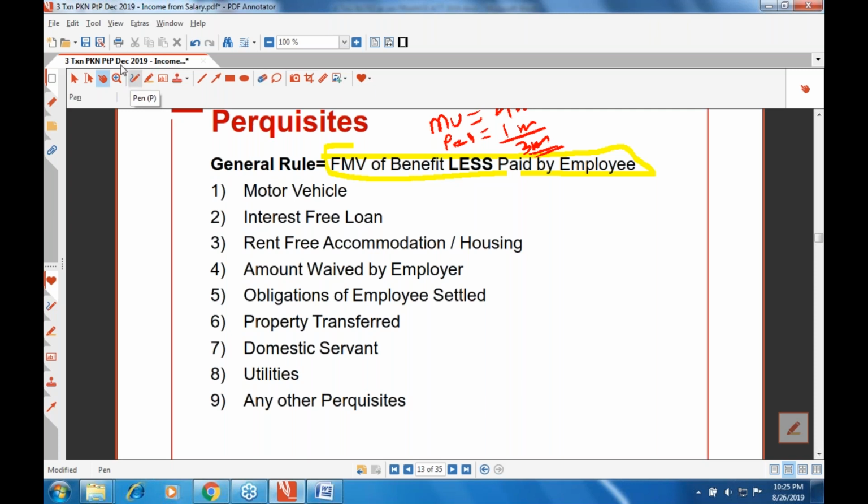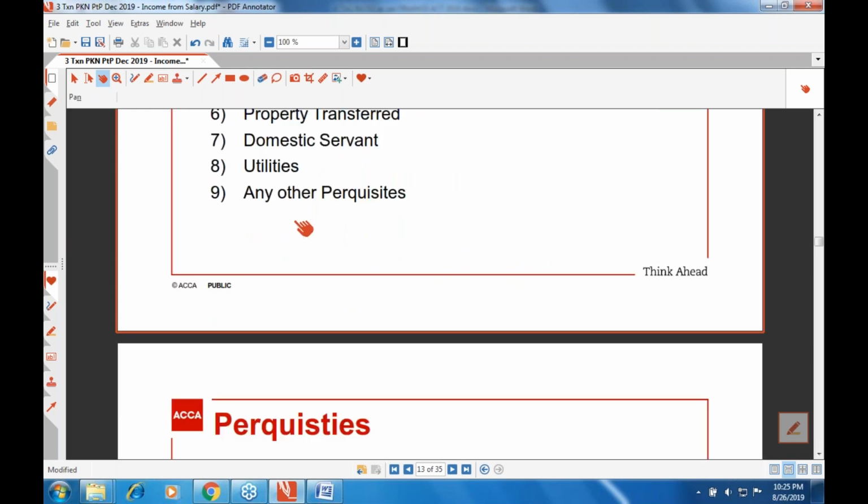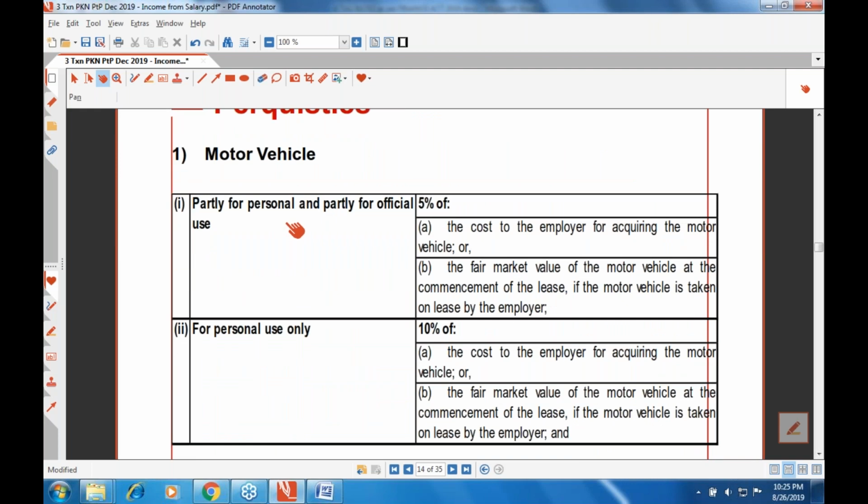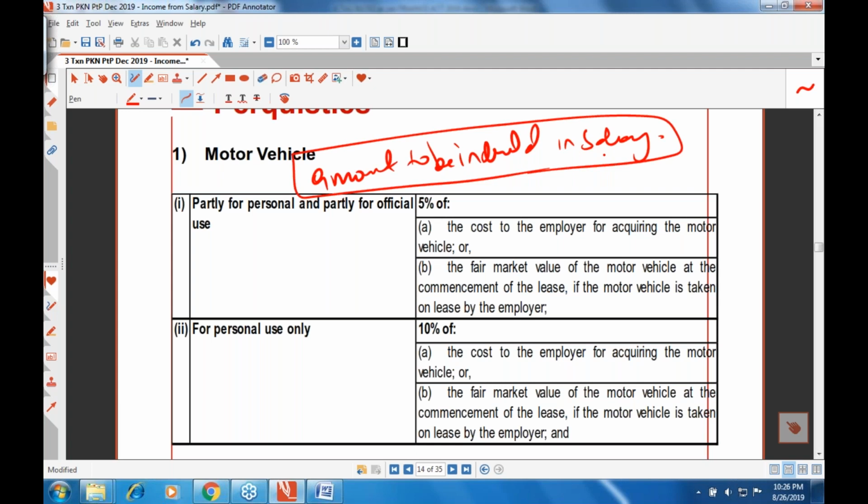Now let's try to understand. First of all, we have motor vehicle. Usually a lot of companies have a policy of giving a motor vehicle to their employee. Remember, if you are giving conveyance allowance to your employee, the entire conveyance allowance is taxable. But if you are giving a motor vehicle to your employee, then some portion of the motor vehicle's cost is going to be included in your salary. Now, what is the amount to be included in salary? That needs to be discussed.